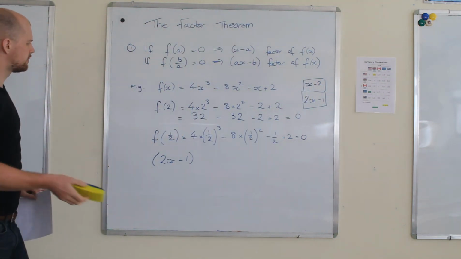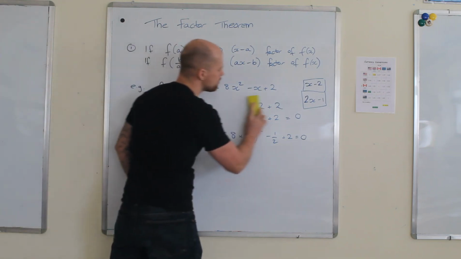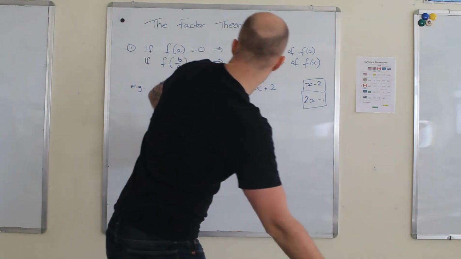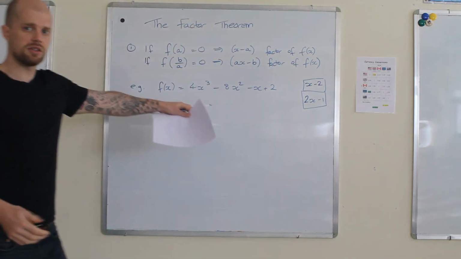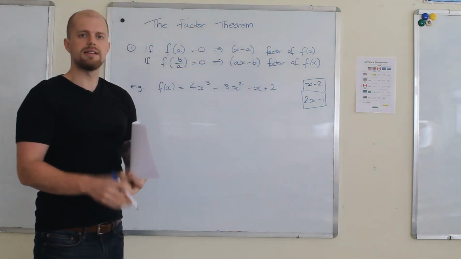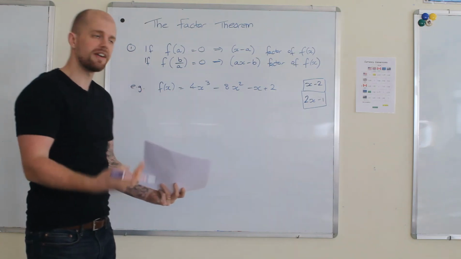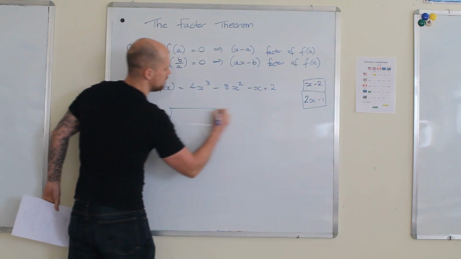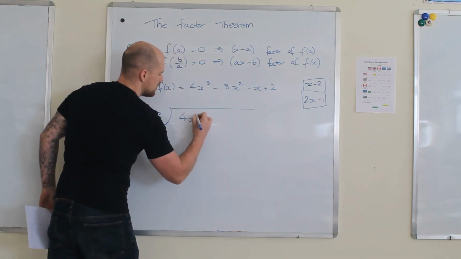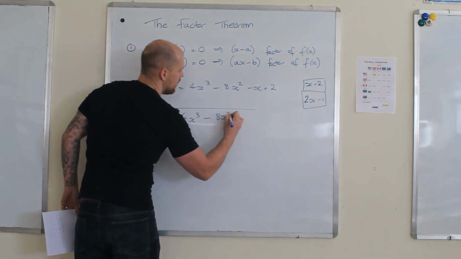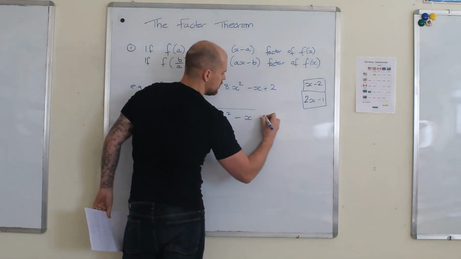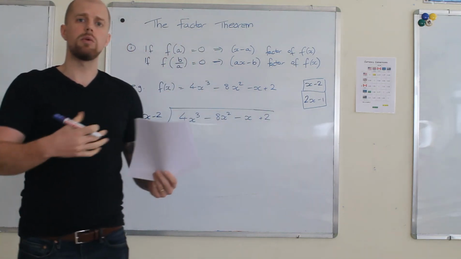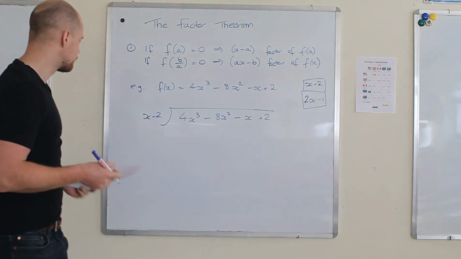Now let's just prove that. What we're going to do is prove it by long division. I'm going to divide this by x minus 2. If I get 0 as the remainder, that means that x minus 2 is a factor. So let's put x minus 2 in. Don't forget with our long division that we have to line everything up exactly. If you need to, go back and watch the other video I've done on long division.